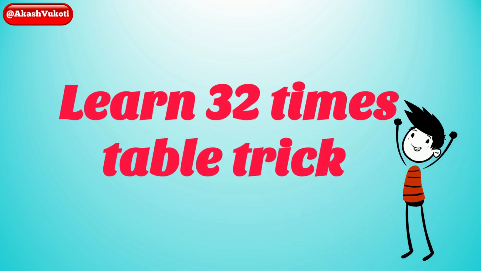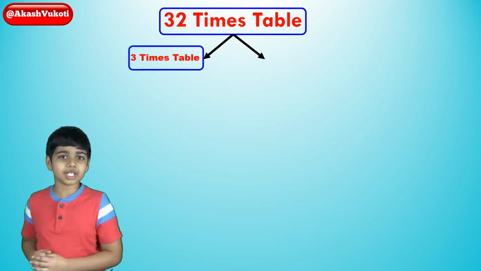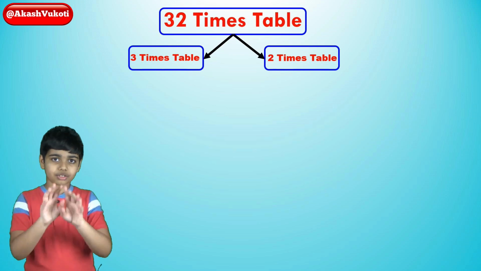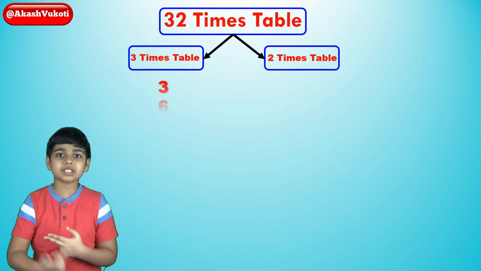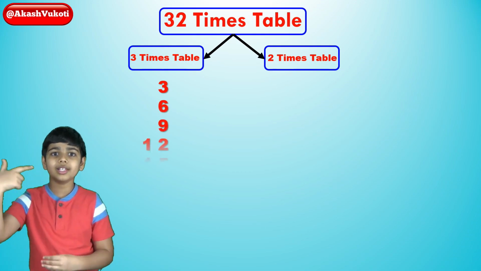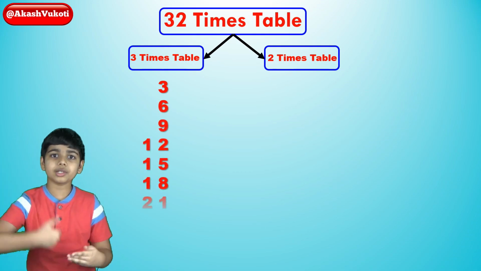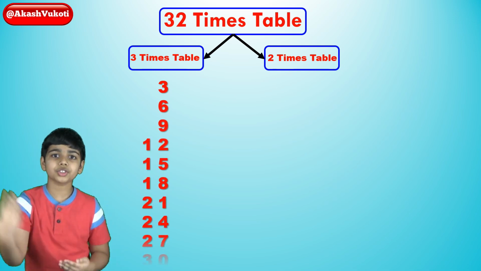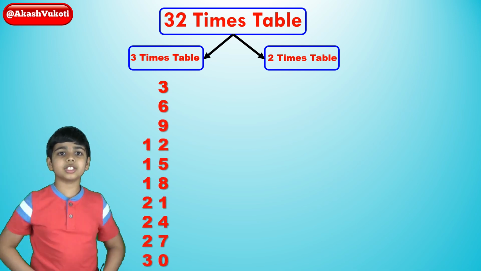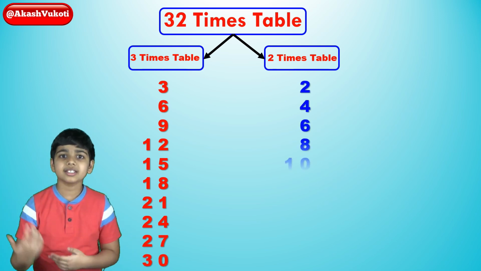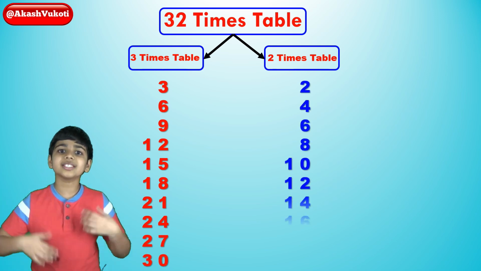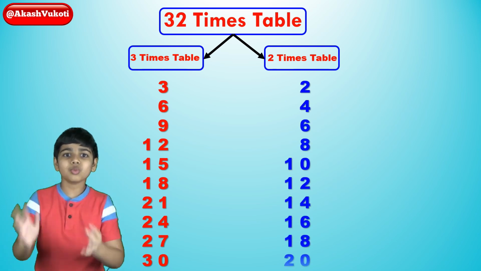Let's write down the 3 times table and the 2 times table directly next to each other. So that would be the 3 times table: 3, 6, 9, 12, 15, 18, 21, 24, 27, 30. And then the 2 times table goes 2, then 4, 6, 8, 10, 12, 14, 16, 18, 20.